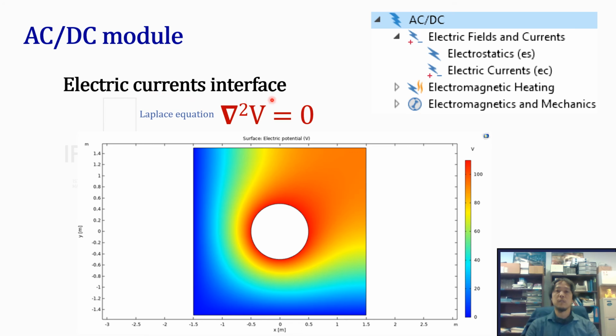The electric currents interface of the AC-DC module enables us to model a steady state Laplace equation, which is the second partial of voltage with respect to position, is equal to 0. A ground of 0 volt was applied to the left and bottom boundaries, and a 110 volt to the circular electric source, and the voltage distribution computed across the domain.